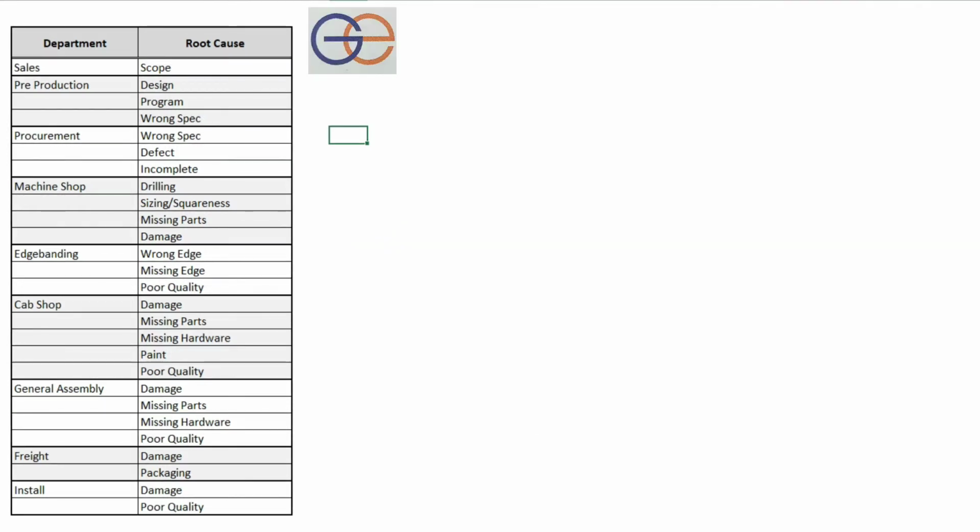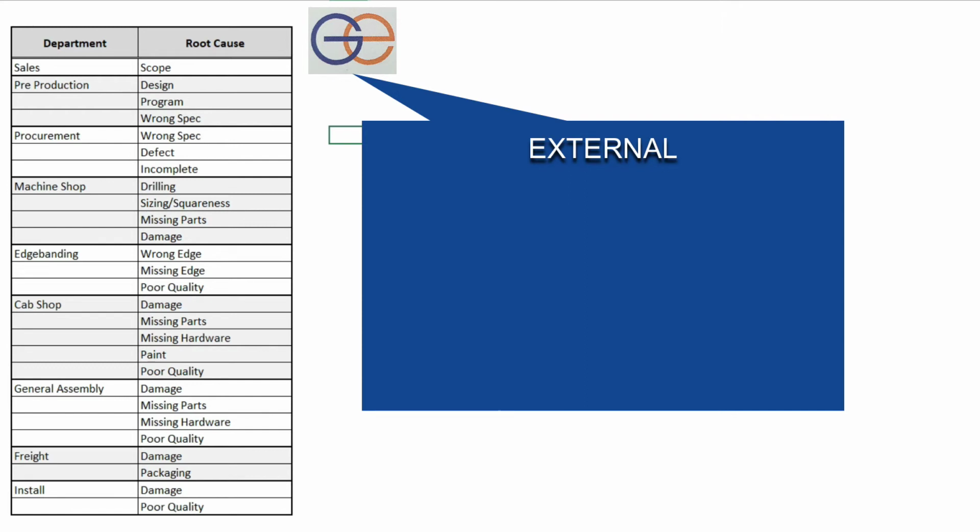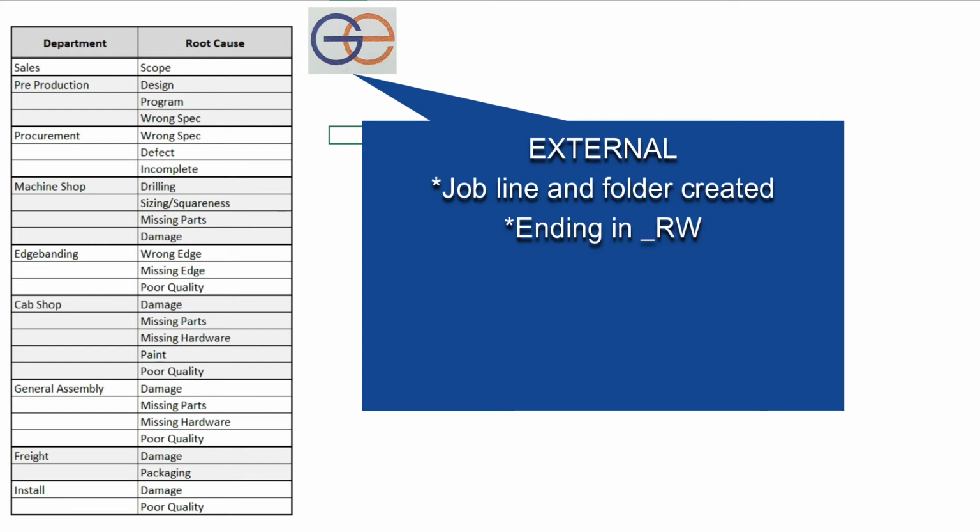Today we're going to learn how to clock into reworks and what the causes mean. So first of all, the reasons to clock into a rework. We've got external reasons. That's the faulty part has been picked up by the customer or the installer. In this instance, a job line and folder is created and that'll go through the factory, and these job folders will end in RW.